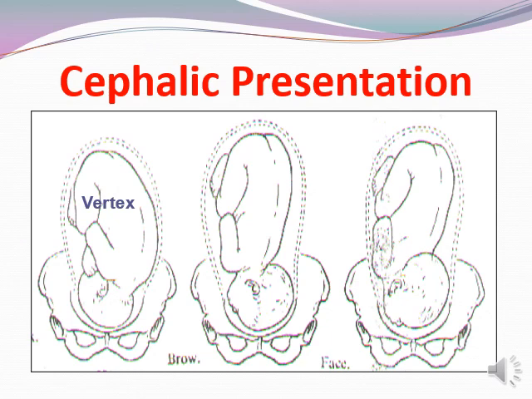Cephalic presentation, as you can see, contains three different types. If the head is fully flexed, this is known as vertex presentation, and if the head is fully extended, this means face presentation, and if the head is between flexion and extension, it will be known as brow presentation. So, cephalic presentation includes vertex presentation, brow presentation, and face presentation.